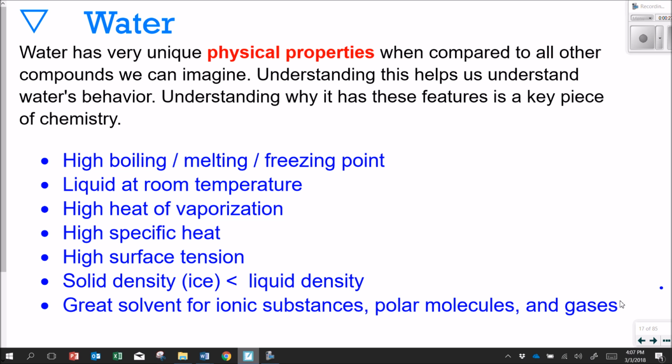When compared to all other compounds we can imagine, water indeed has very unique physical properties, and understanding this helps us understand water's behavior. Some of water's very unique properties are high boiling, melting, and freezing points, liquid at room temperature, high heat of vaporization, specific heat, surface tension, and the solid density, so ice, is smaller than the liquid density. This is the other way around for most substances. And it is also a great solvent for ionic substances, polar molecules, and gases.